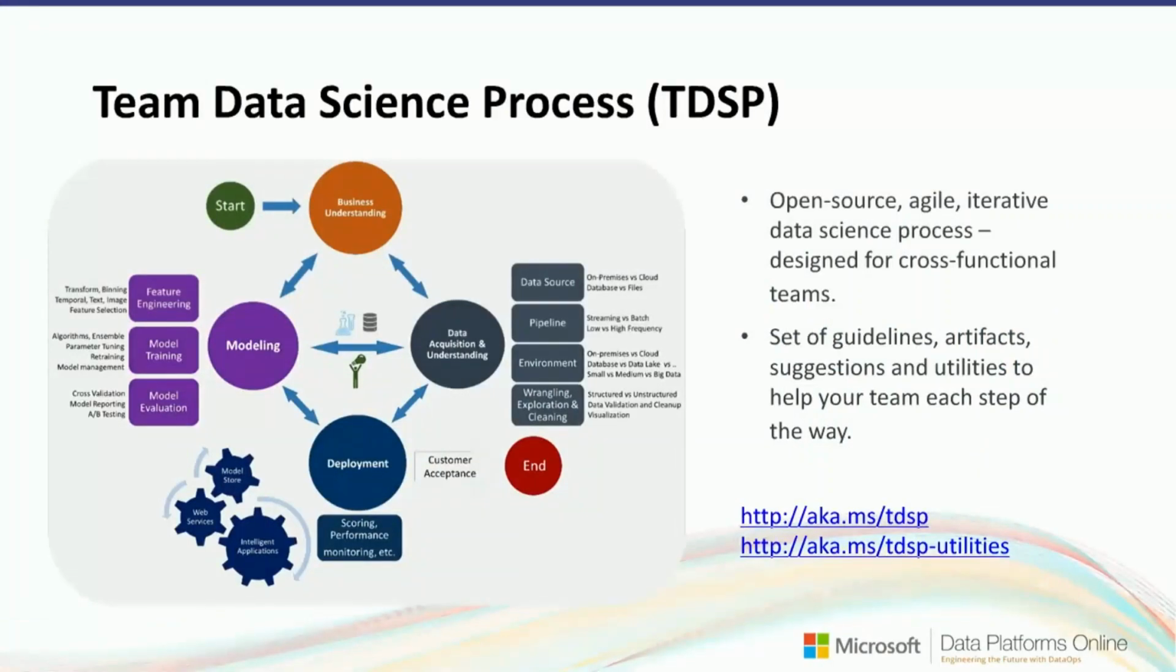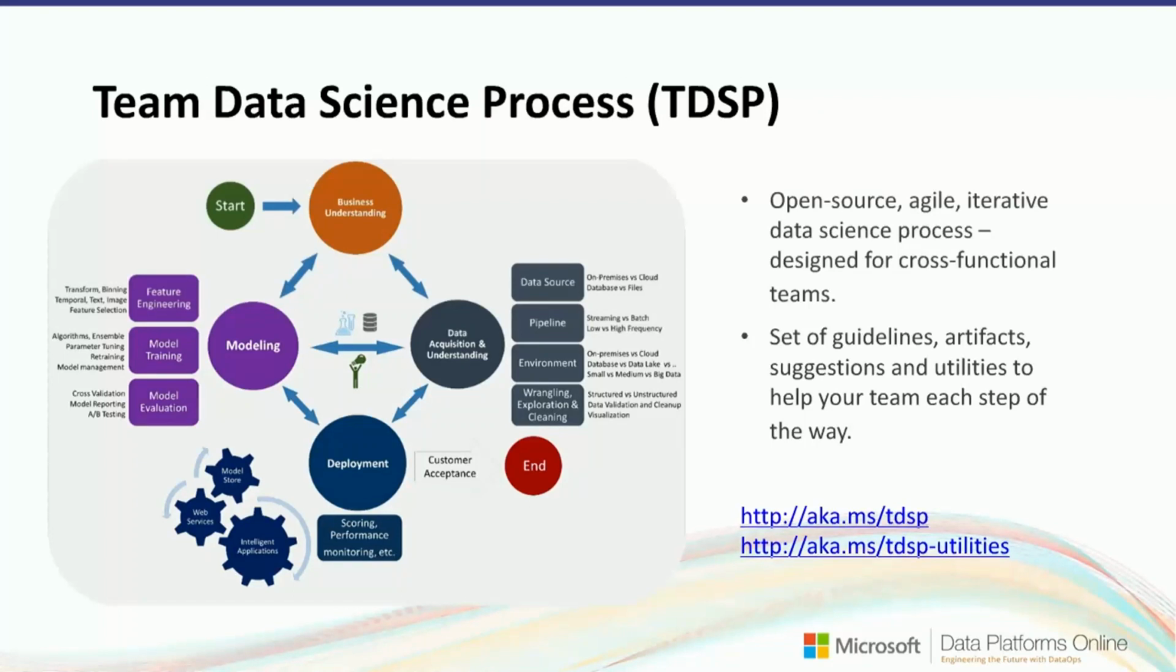Our team data science process is an open source, agile, iterative process that's really based on, if you're familiar with CRISP-DM. So it takes a lot from CRISP-DM, but it's really meant to be for cross-functional teams as you're answering data science questions. So it starts off with a business understanding and get a true understanding of the questions being asked, document all of that, then go into data acquisition and understanding, onto modeling, and to deployment.